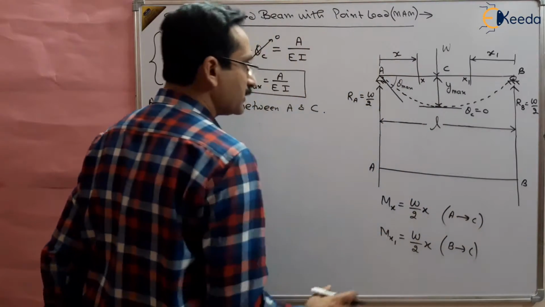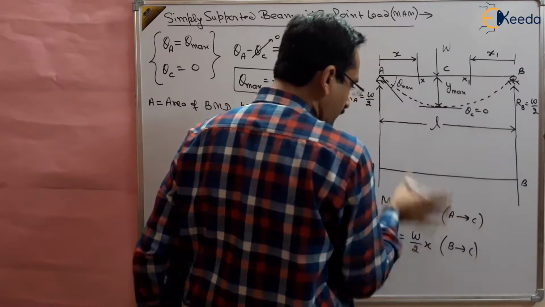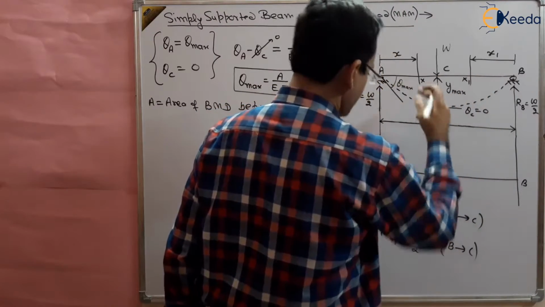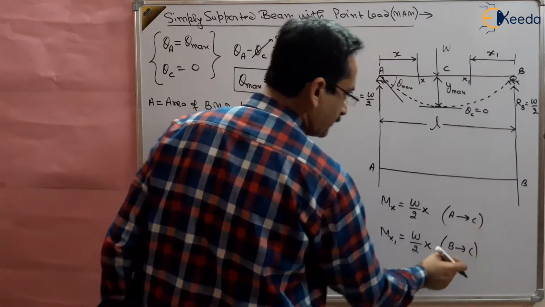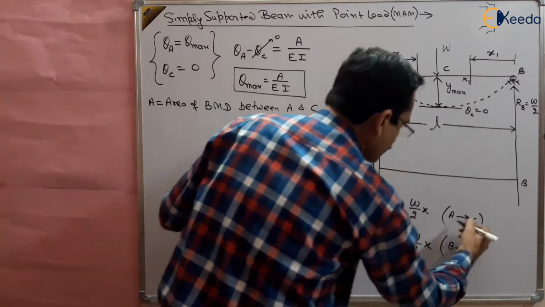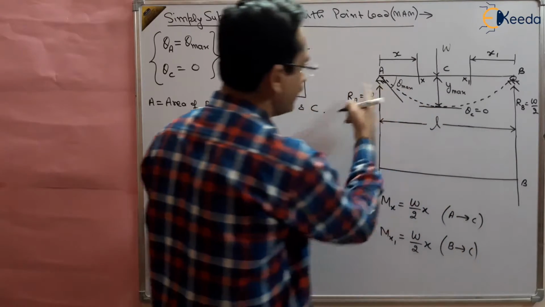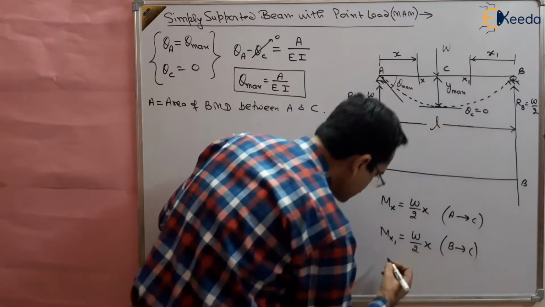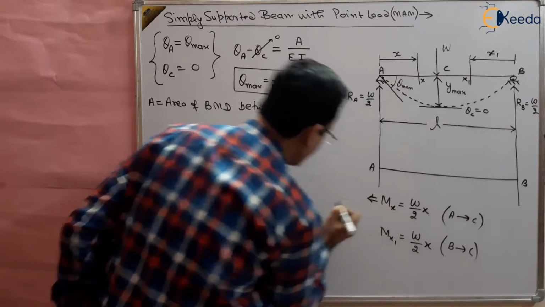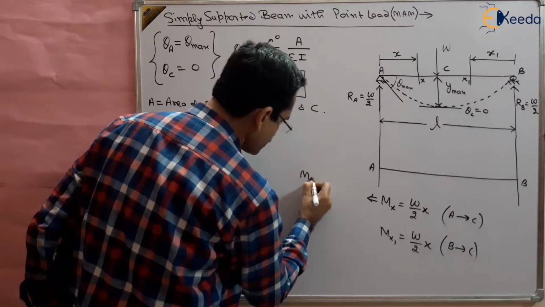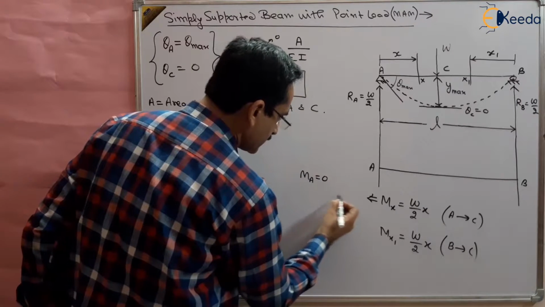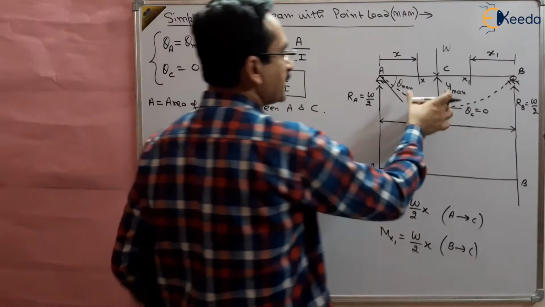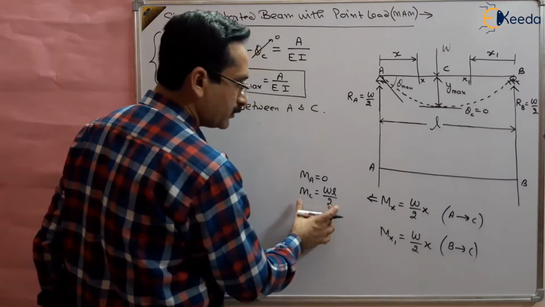So for the full length A to C and B to C, we have obtained the bending moment, right? And what are the extreme points where we can find the bending moment? A and C, and B and C. So MA will be equal to 0 because x is 0. And MC will be equal to WL by 2, because at C the length is L by 2. So this is WL by 4.